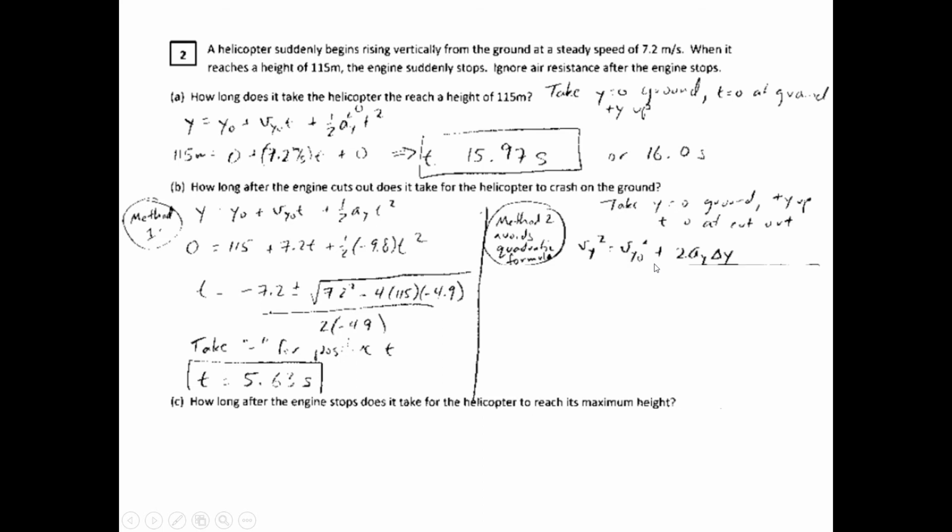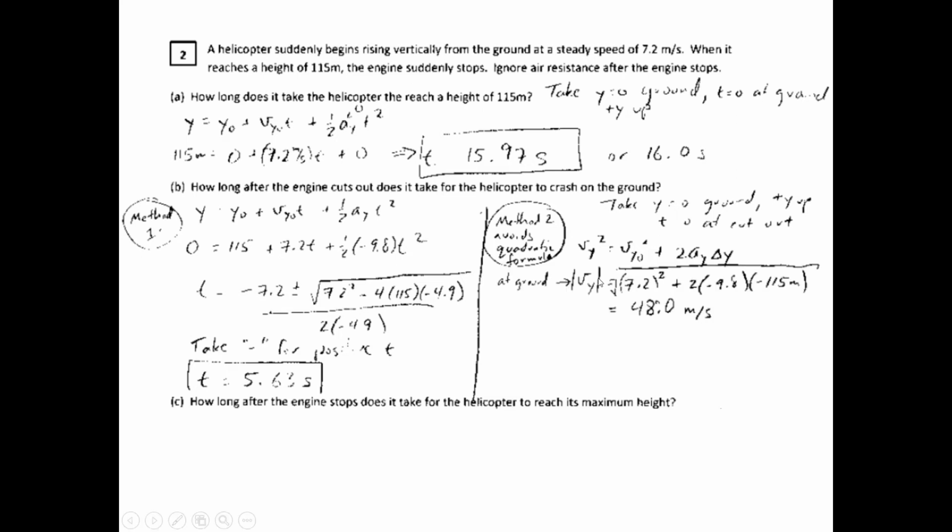Vy final squared equals Vy initial squared plus 2 Ay times delta y. And I don't know anything about Vy final. That would be the y velocity just before it smacks into the ground. I don't know anything about that, and I don't want to know anything about it, but I'm nonetheless going to solve for it here, and we'll find that we can avoid using the quadratic formula by doing that. I know Vy initial is still plus 7.2, and Ay is minus 9.8, and if initial is when the engine cuts out and final is when it hits the ground, it's gone downward in y by 115 meters, so delta y would be minus 115.